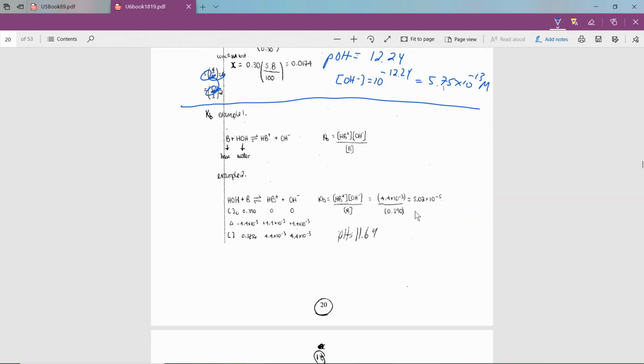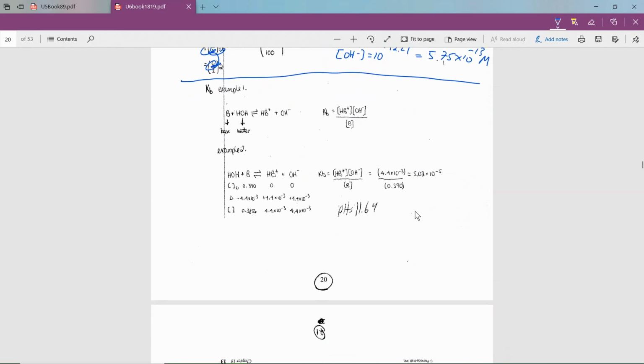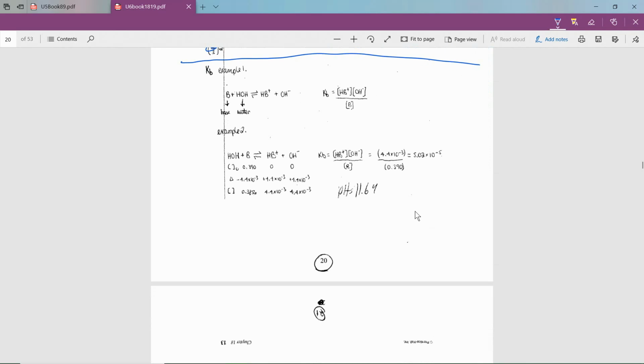Here I just throw in for fun 1 Kb example, or 2 Kb examples. For the first one, the general symbolism for a weak base is just the letter B. So I add that to H2O, and I get HB plus and OH minus. So my Kb is HB plus times OH minus over B. And here's an example where the pH was given. This is given as 11.64. I'm also given the original concentration, 0.390 of B.